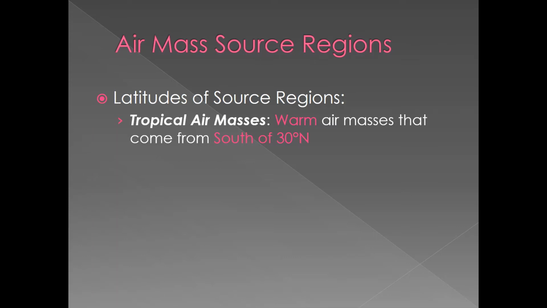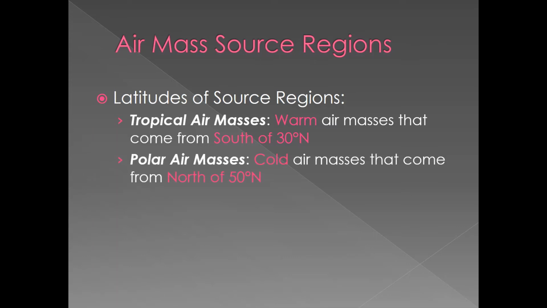Then there's polar air masses. Polar air masses are cold air masses, and they come from north of 50 degrees north or south of 50 degrees south. So they're much closer to the poles. And as a result, the air that forms there is much colder.